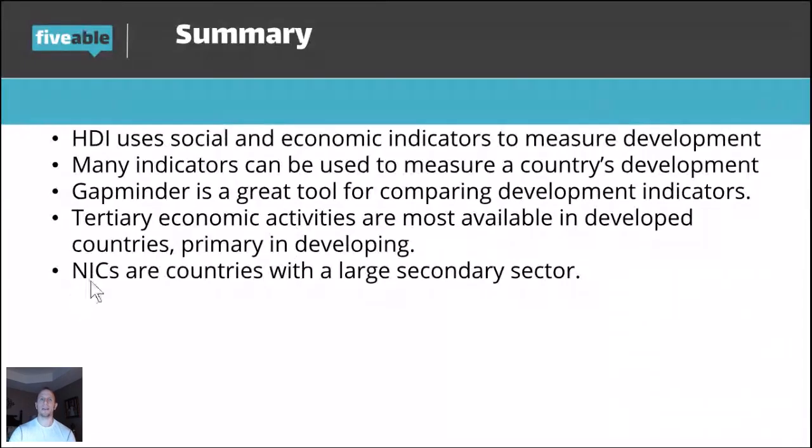And NICs, I finished up with that. NICs are countries with a large secondary manufacturing sector. They're kind of right in the middle between developed and developing. They're almost there. Maybe they're almost there, or at least they're closer along that continuum.